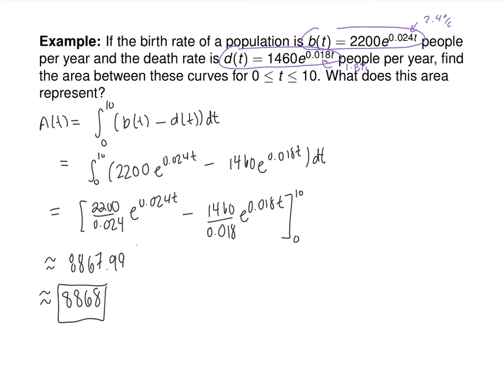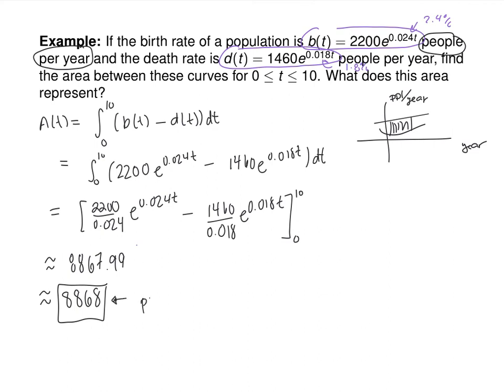And so first let's think about what the units would be. So the b of t curve and the d of t curve, the units there for the y are people per year. So on this axis you have people per year. On this axis you have years. So the area's units are going to be people. And since you did births minus deaths, this tells you what the population increase.